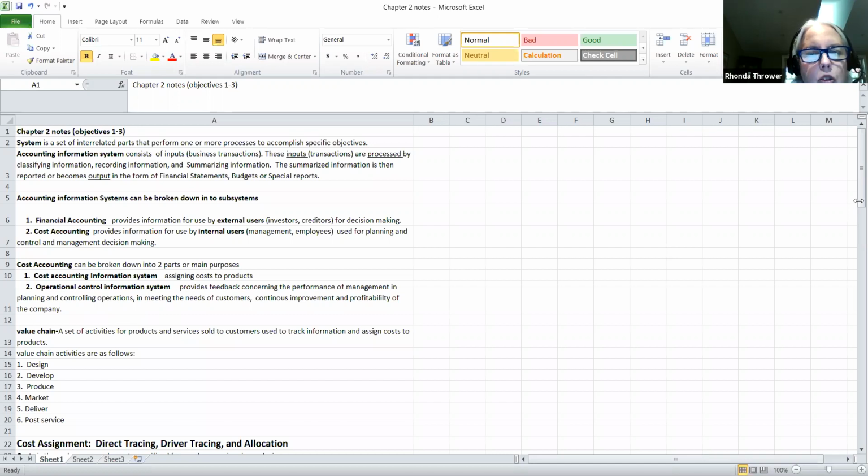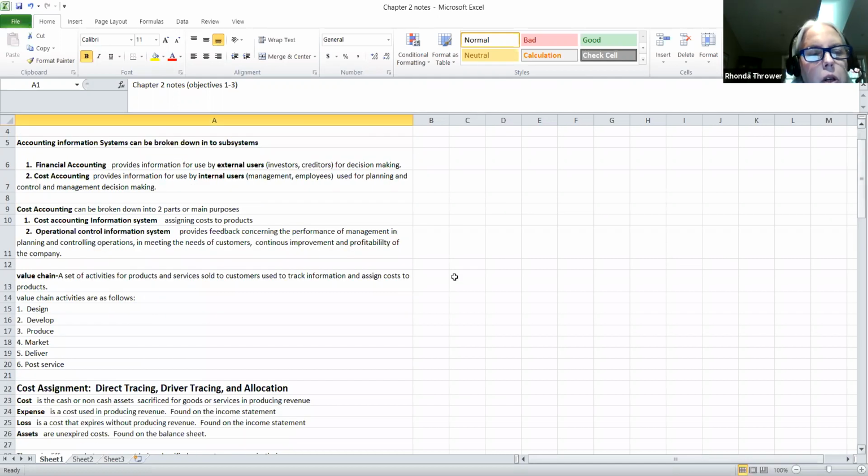Another term that they mention in these first couple of objectives of the course is what we call a value chain. And a value chain is just a set of activities for products and services that are sold to customers. And a value chain can have activities that will help us to track information and to be able to assign costs to our products. A value chain activity would start with some type of research, design. You want to be able to develop or design a product.